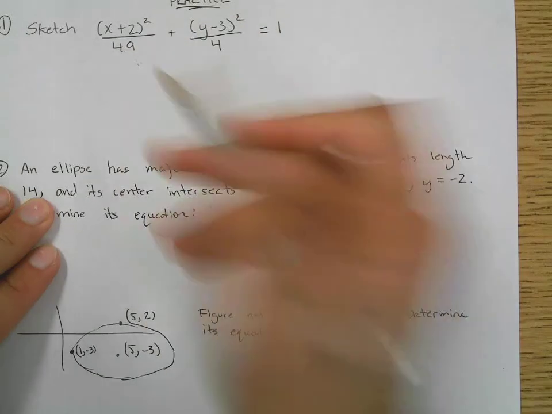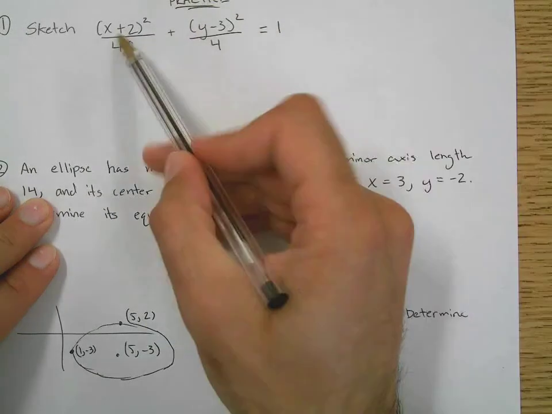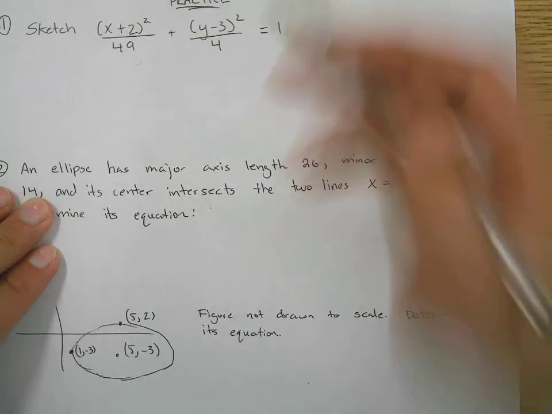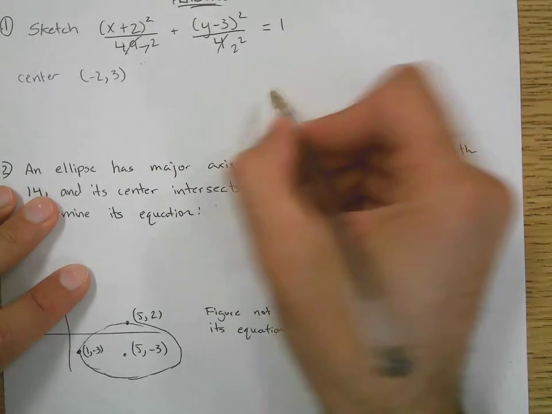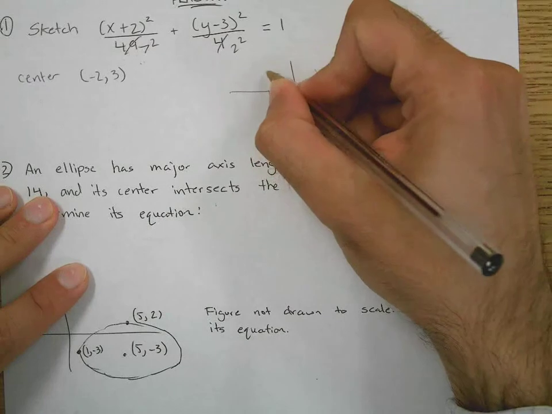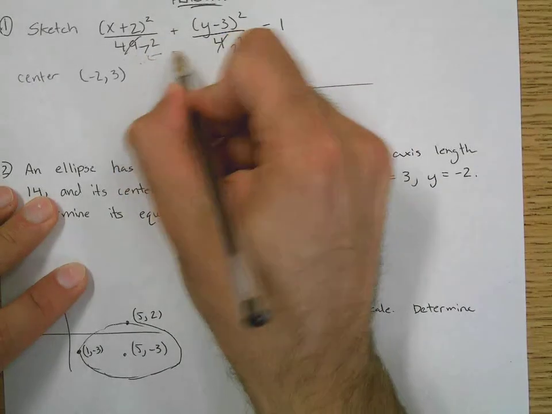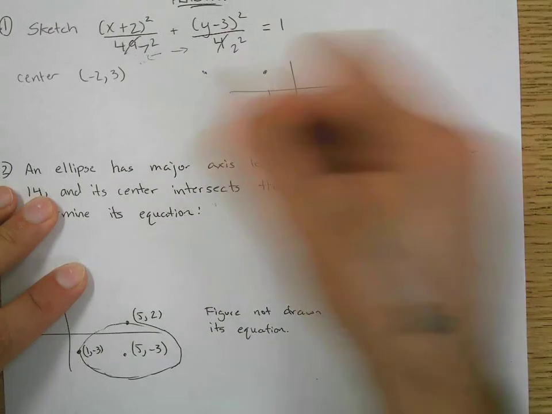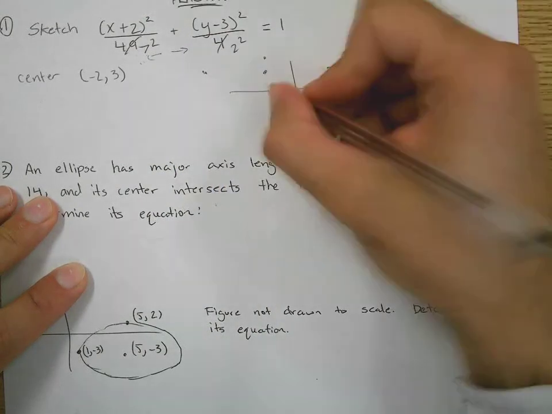Because it's a 49 and a 4, rewrite it as a square, right? And I'm also going to know what the center of this is. Now I can easily sketch it. I've got it centered at -2, 3. I'm going to go left 7, right 7, and then I'm going to go up 2, and I'm going to go down 2.